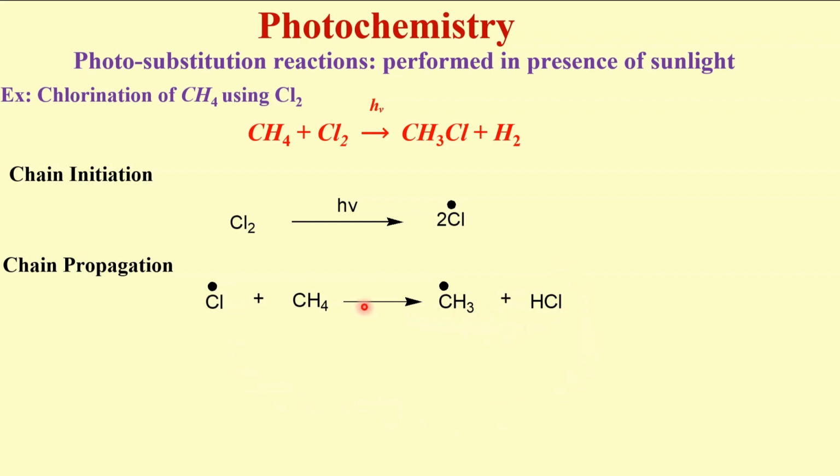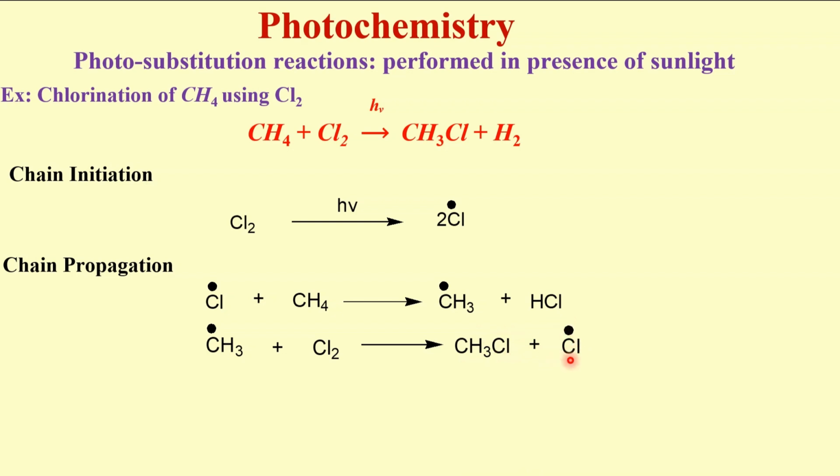As one electron is taken away by the hydrogen, the methane has got converted into methyl radical. In simple terms, the chlorine radical reacts with methane to give methyl radical and HCl. The methyl radical is unstable, which again reacts with chlorine molecule to give rise to methyl chloride and chlorine radical.